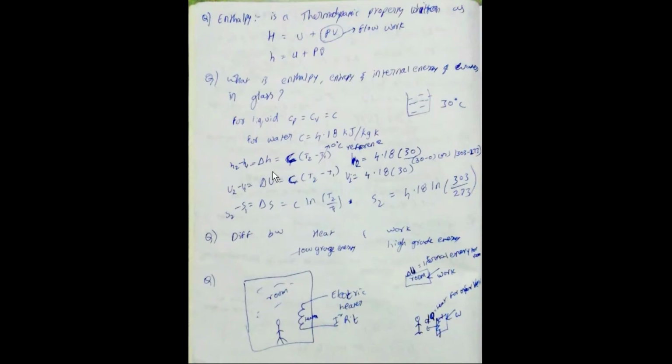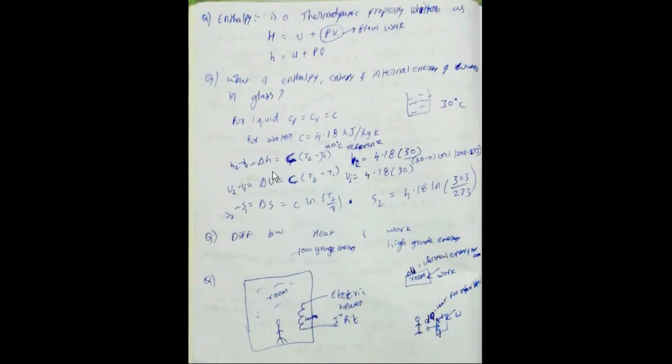For a liquid, Cp is equal to Cv is equal to C. For water, C is equal to 4.18 kilojoule per kg Kelvin. Delta H is equal to H2 minus H1 is equal to Cp into T2 minus T1. Here the reference is taken as 0 degrees centigrade, where H1 is equal to 0. H is equal to 4.18 into 30 minus 0. Delta U is equal to C into T2 minus T1, so U also will come the same.